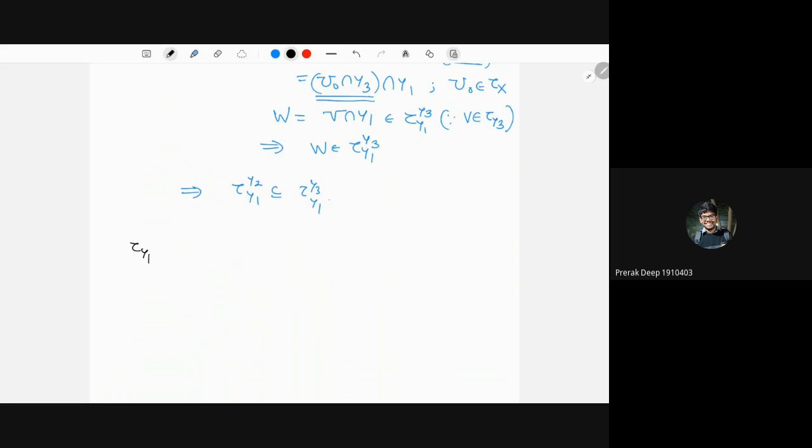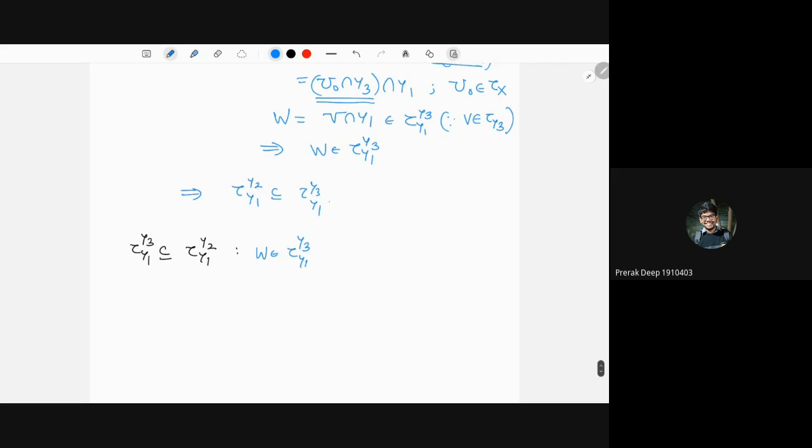Again, we start with an open set W in the topology induced from Y3 on Y1. Now, what does this mean? This means that W has to be some open set V intersection with Y1, where this open set V comes from the subspace topology from Y3.